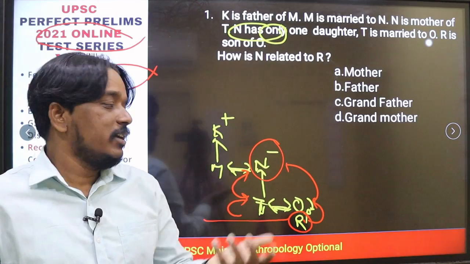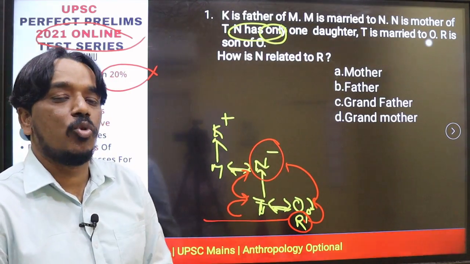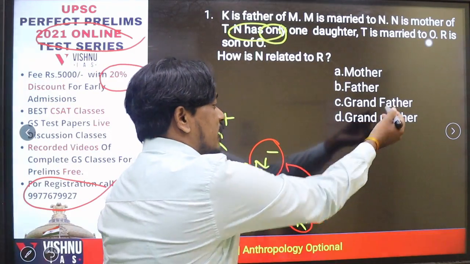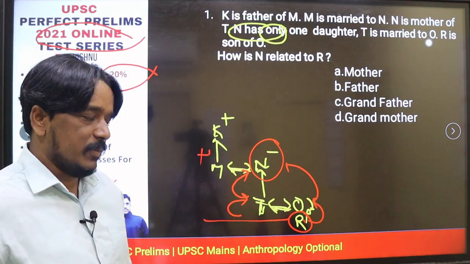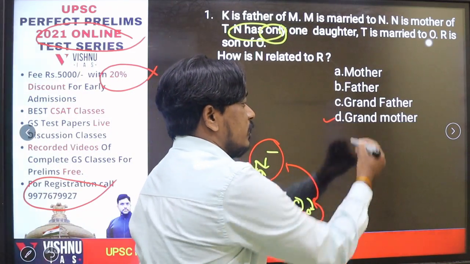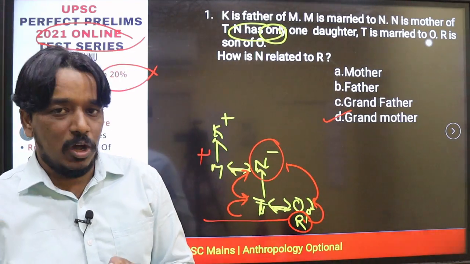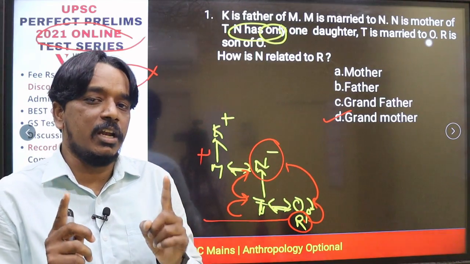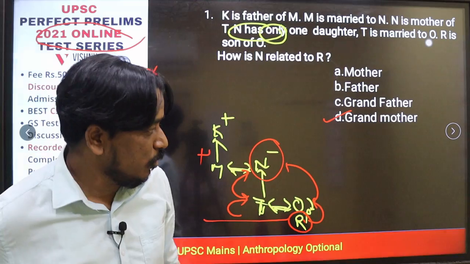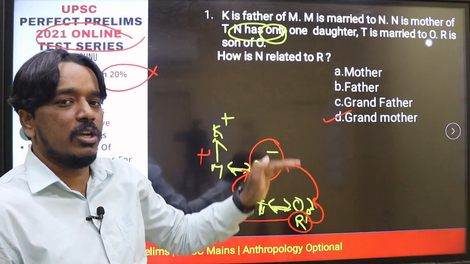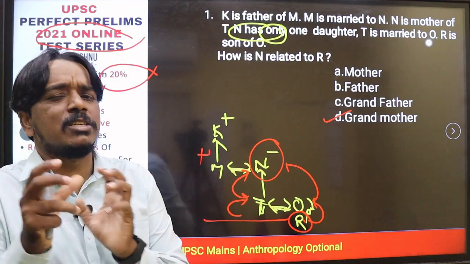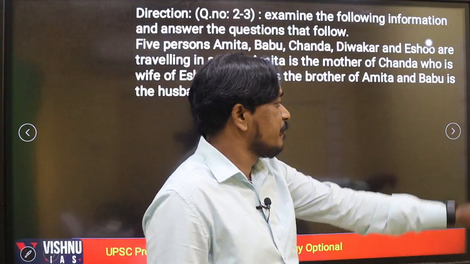Particularly N is a female. Directly we can take N is the grandmother of R. If you observe all the options, grandfather is there. Grandfather is actually M. If N is a female, M should be male. So now the right answer is only grandmother. But whenever we are solving difficult questions, very particularly we have to draw a perfect family tree, then only you will get the right answer. I hope everyone got the clarity, at least a minimum idea of how to draw the diagram. We'll take one simple, moderate level question.